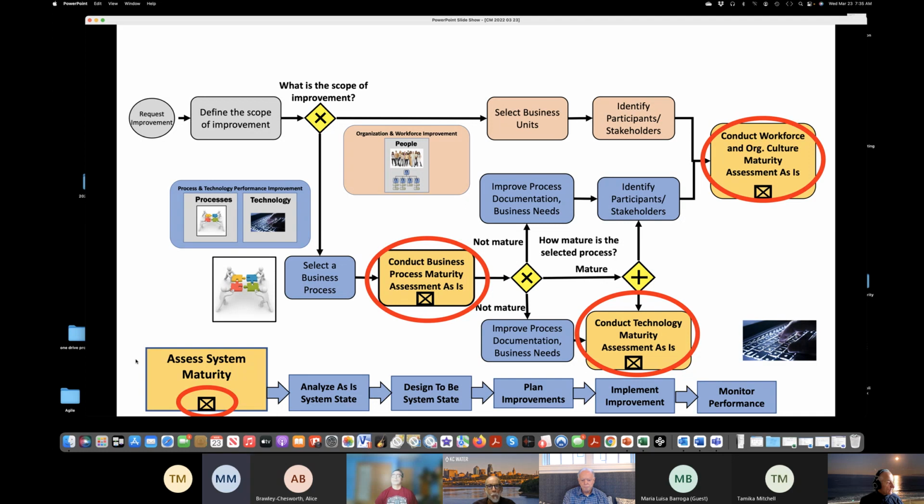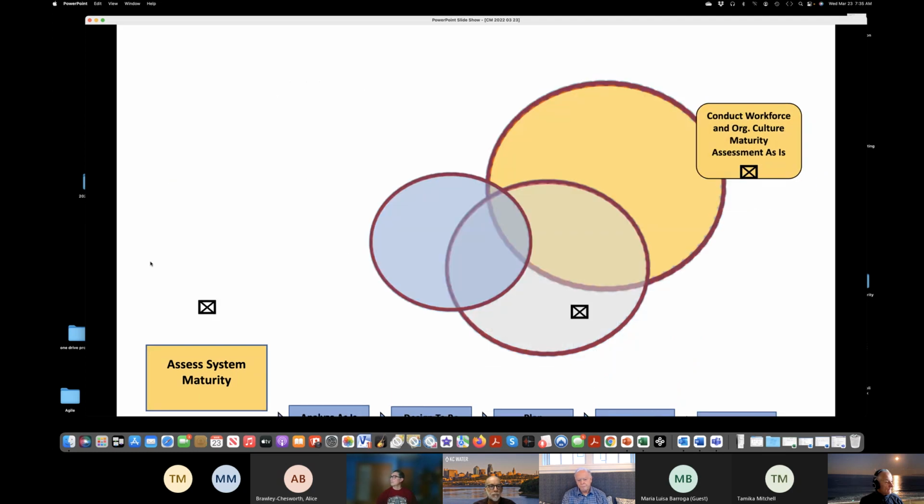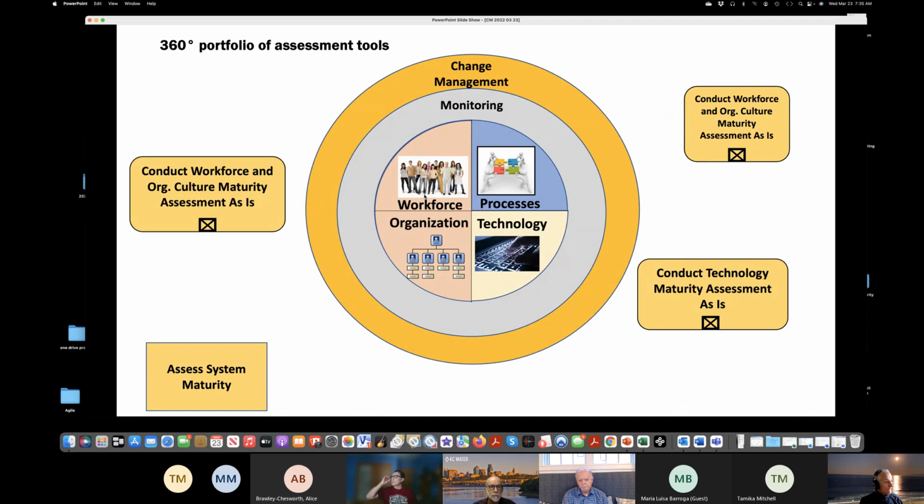So that's the first block in our improvement methodology, to look at how we're doing now on a scale from 1 to 5 in these different aspects. Overall, these three assessment methods provide us insight into what's happening inside with the workforce and organization, processes, and technology. And then change management is sort of around it, and it receives inputs, and it has its own tool as well.